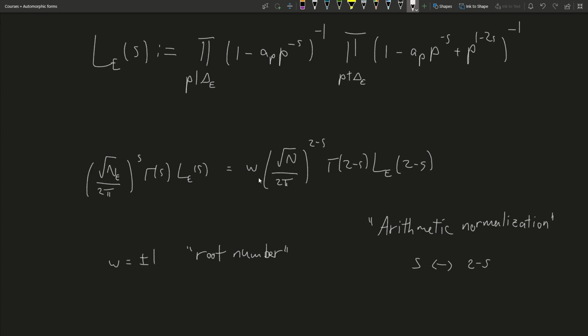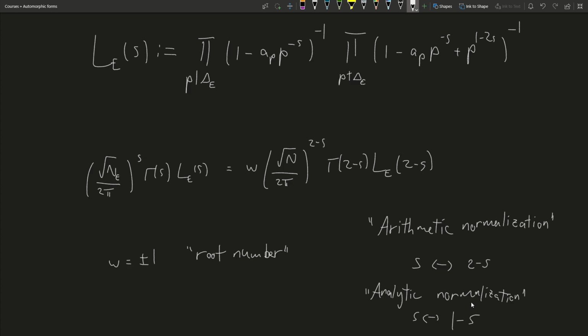So when you say s equals 1, you should clarify whether you're using the arithmetic normalization, meaning that s equals 1 is the center of the critical strip, or the analytic normalization, which is just a simple linear change of variables that makes the L function go between s and 1 minus s. In that case, s equals 1 would be the edge of the critical strip, and s equals 1/2 would be the center of the critical strip.